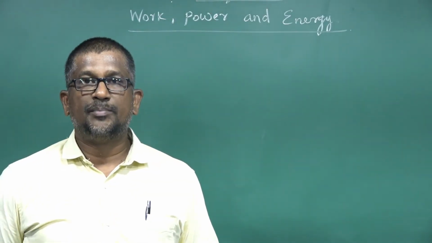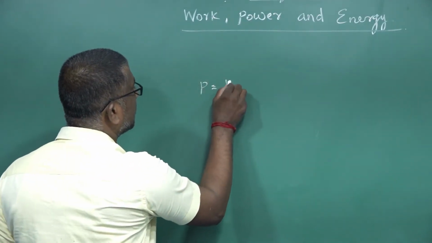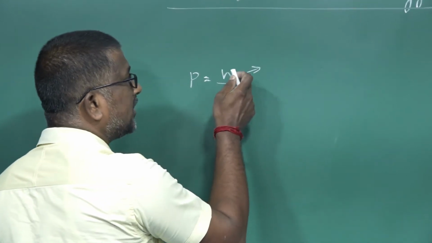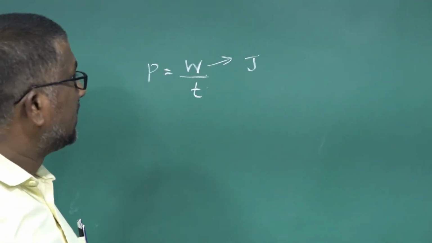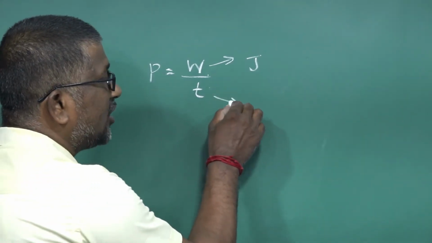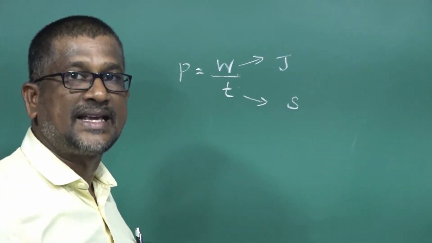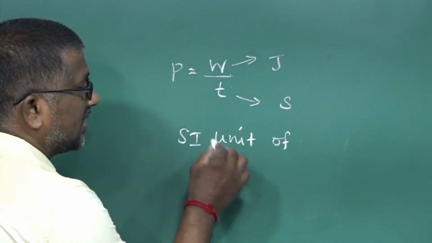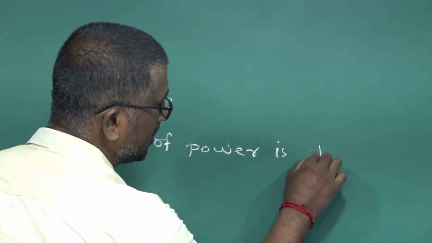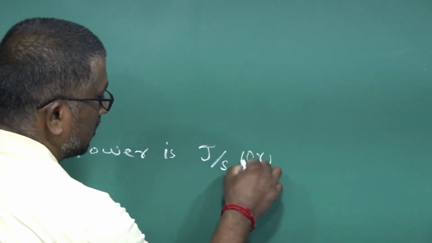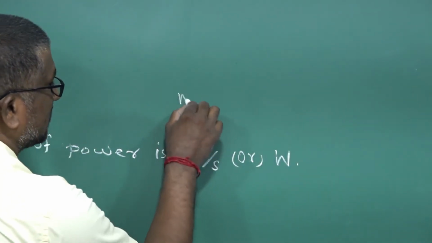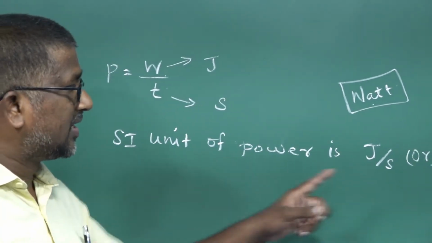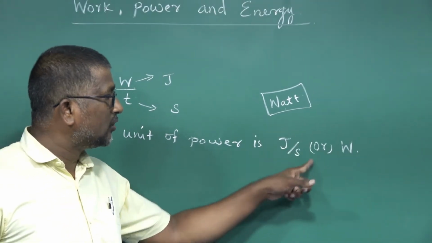Already I told the power expression is P is equal to W divided by T. We know that the SI unit of work done is joule, and the SI unit of time is second. So the SI unit of power is joule per second, or watt. A scientist named Watt, and the watt is the unit of power. So the SI unit of power is watt, equivalent to joule per second.